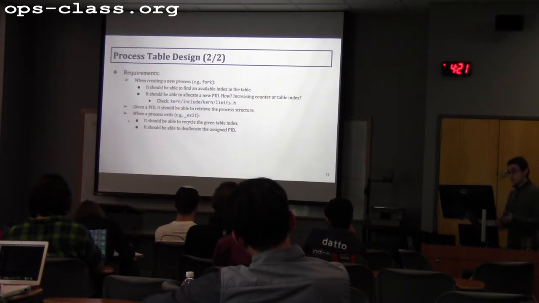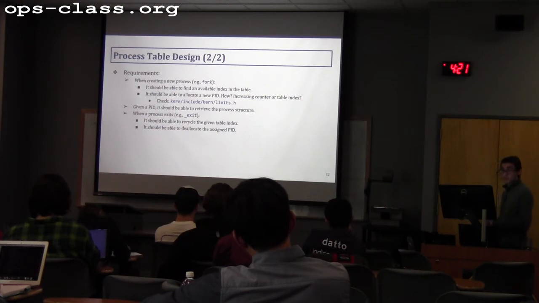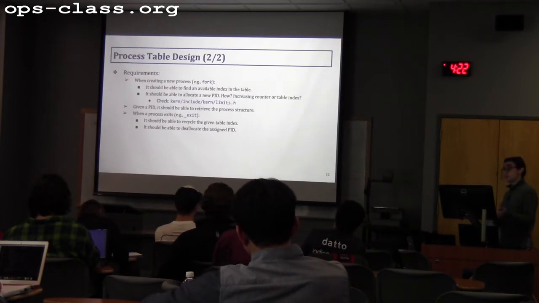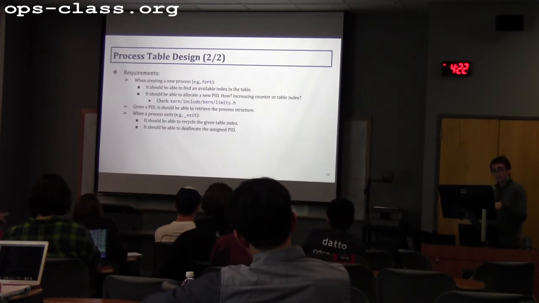So as I said, when we fork, when we create a new process, we should be able to identify a new available index. You should be able to allocate a new PID, whether using the table index or allocating through an increasing counter. And given a PID, if I give you a PID, your process table should be able to retrieve the process structure for that PID. Also, when I'm done and want to exit, you should be able to recycle the table index. Let's say you're using an increasing counter for the PID, then the index in the table can be reused. There's no problem with that.